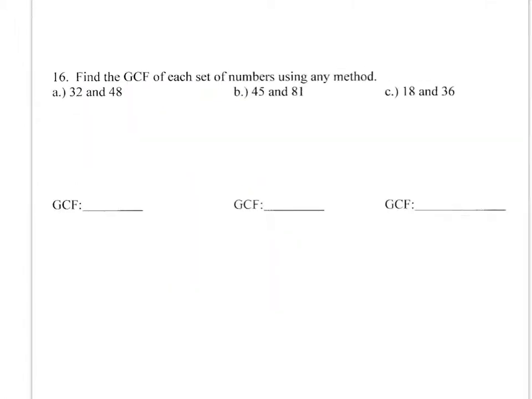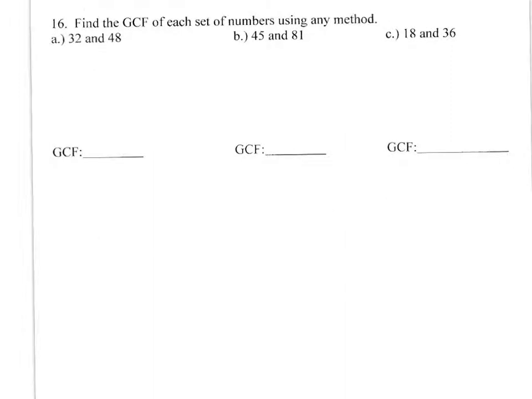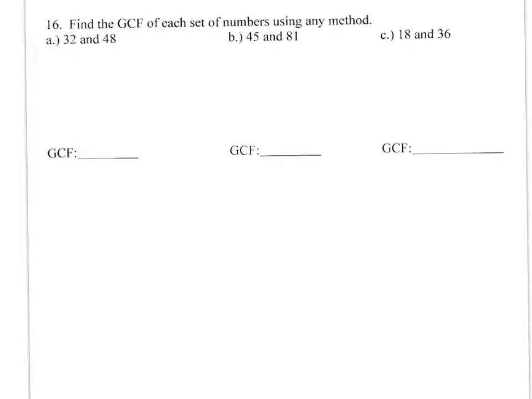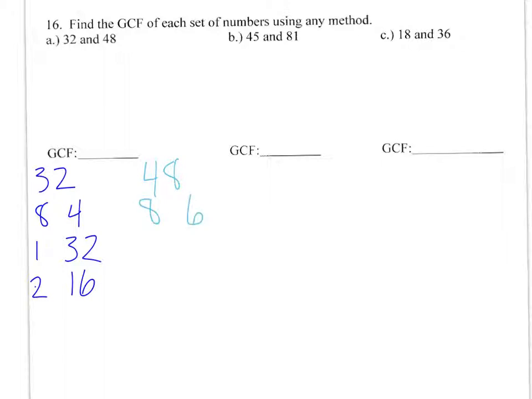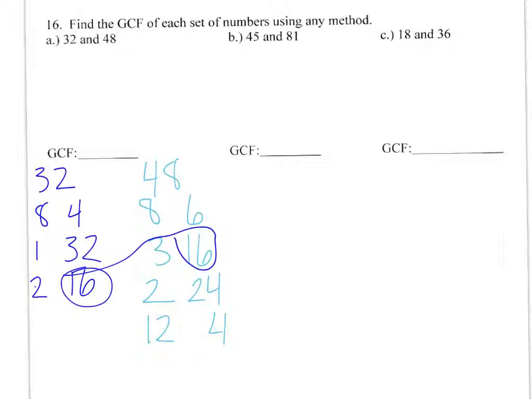All right, let's take a look at some greatest common factors. Any method. Well, let's see. 32 is going to have 8 and 4, and 1 and 32, and 2 and 16. And let's see, 48 is going to have 8 and 6, and 3 and 16, and 2 and 24, and 12 and 4. So it looks like the greatest common factor here is going to be 16.